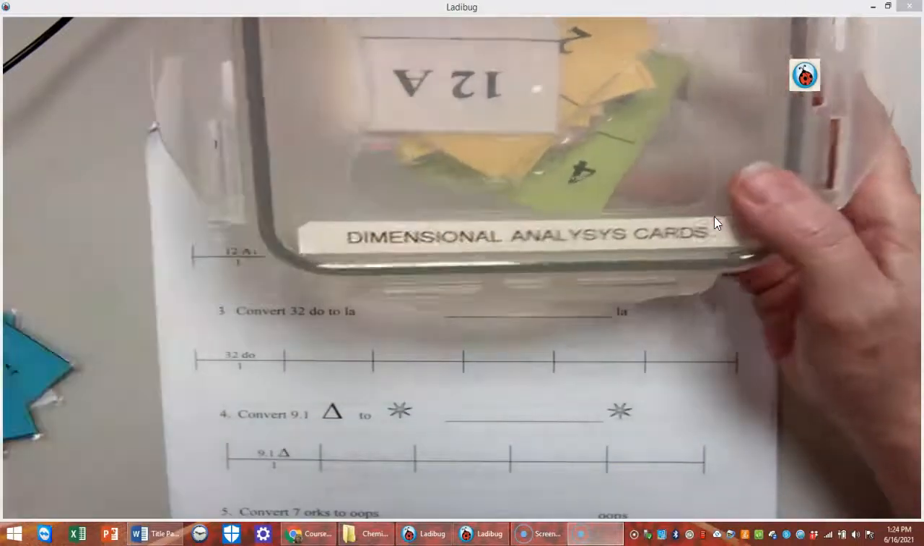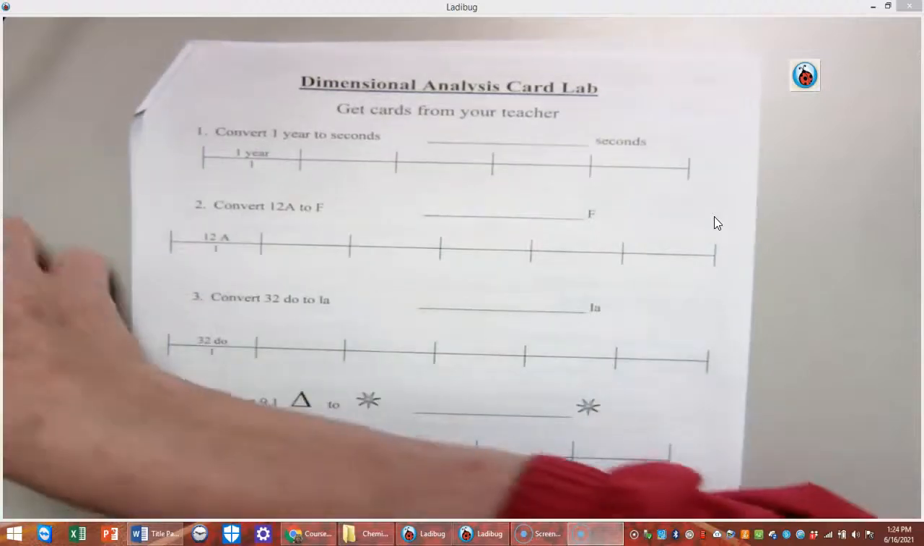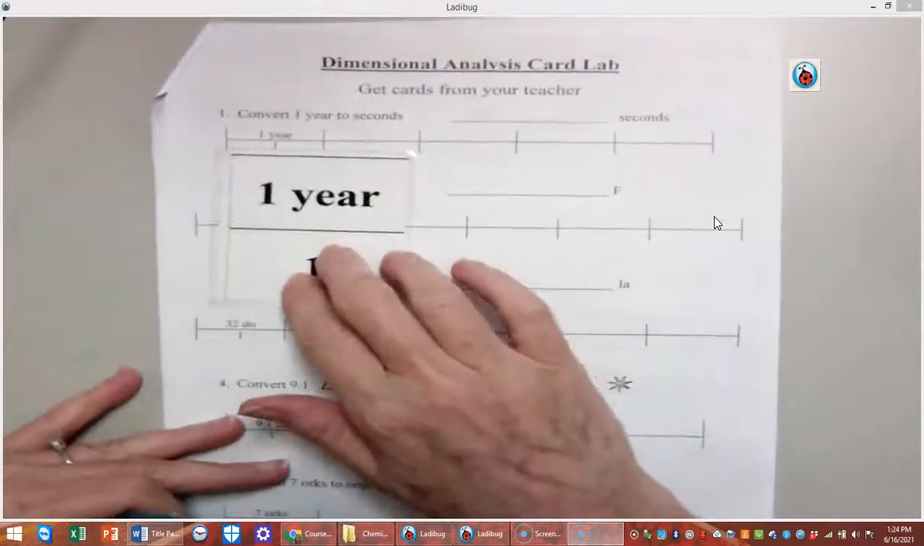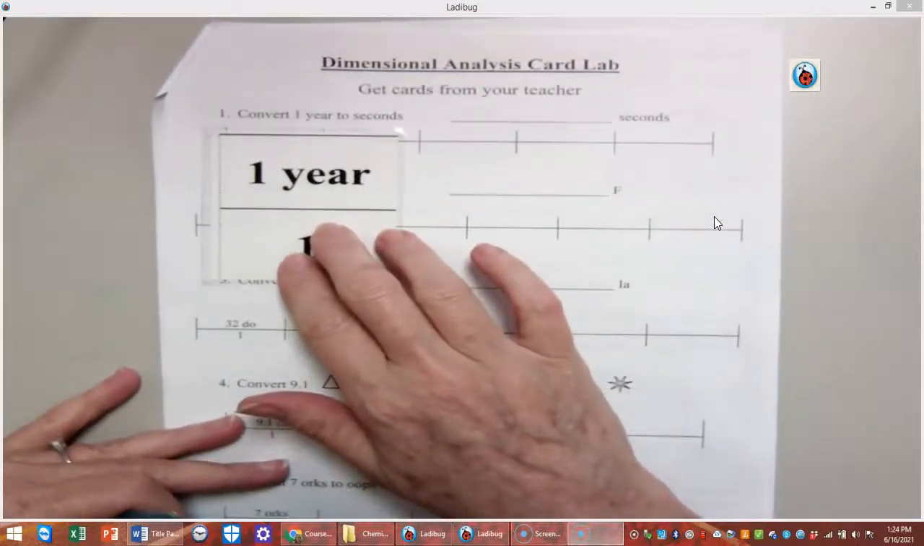At the back of the room, you're going to find the dimensional analysis cards. They look like this when you open them up. A bunch of cards inside, so go find those. All the white cards are the beginning of each one. On this first one, the white card is this one. I'm going to convert 1 year to seconds.